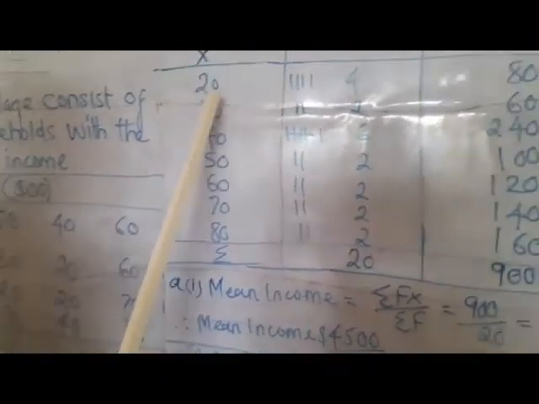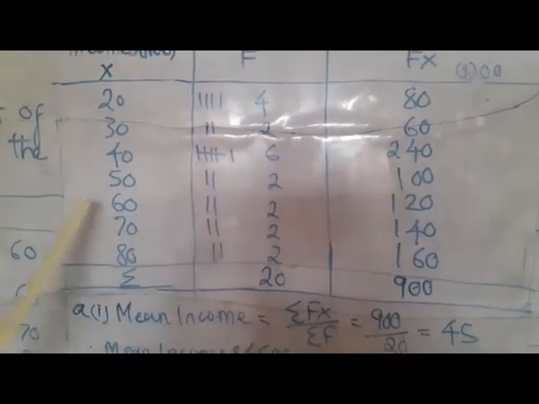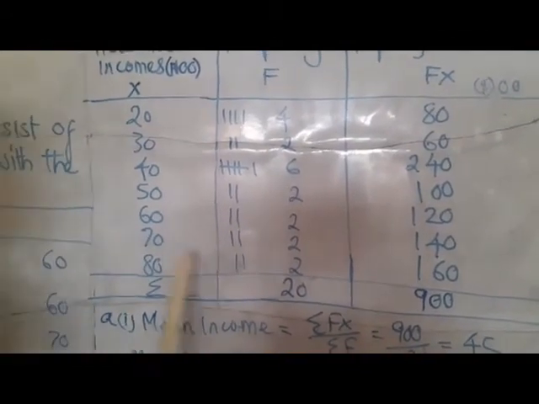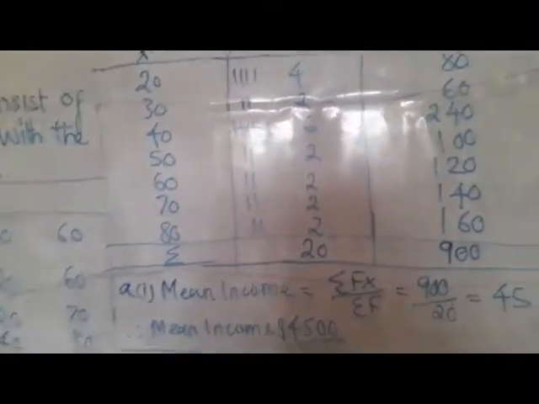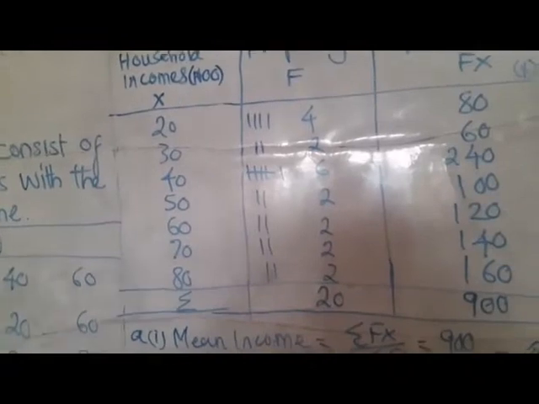You can now multiply 20 times 4, which is 80, 30 times 2, 60, 40 times 6, 240, 50 times 2, 100, 60 times 2, 120, 70 times 2, 140, 80 times 2, 160. When you sum all these fx together, you have 900, while the sum of your frequency is 20.